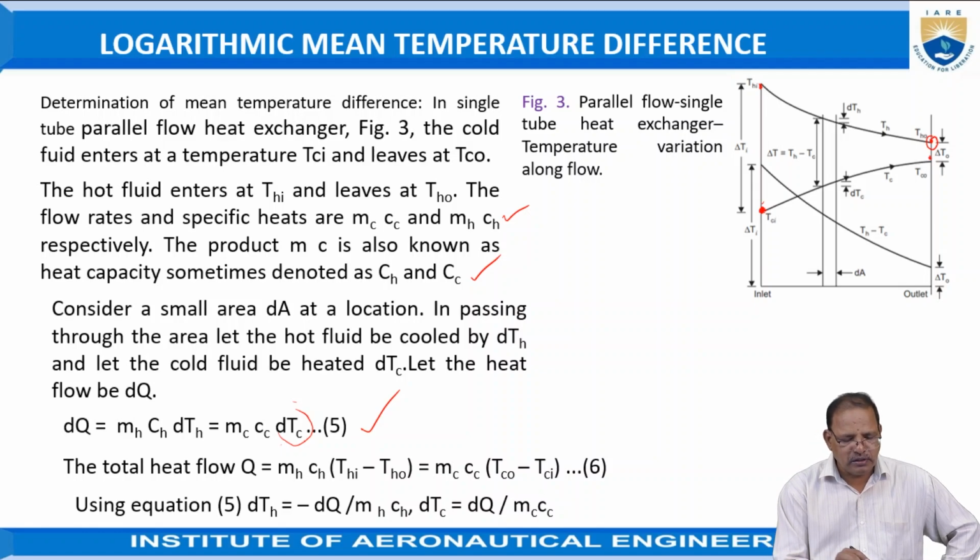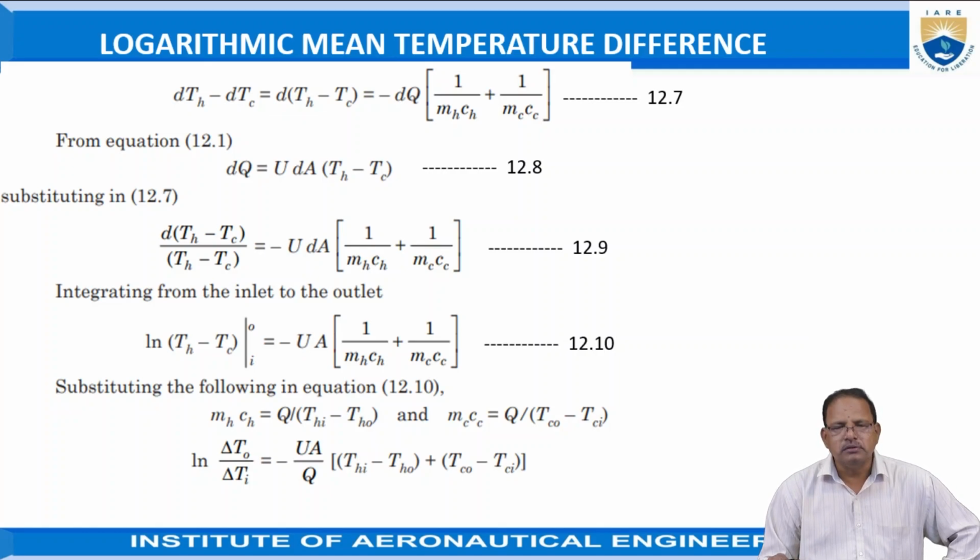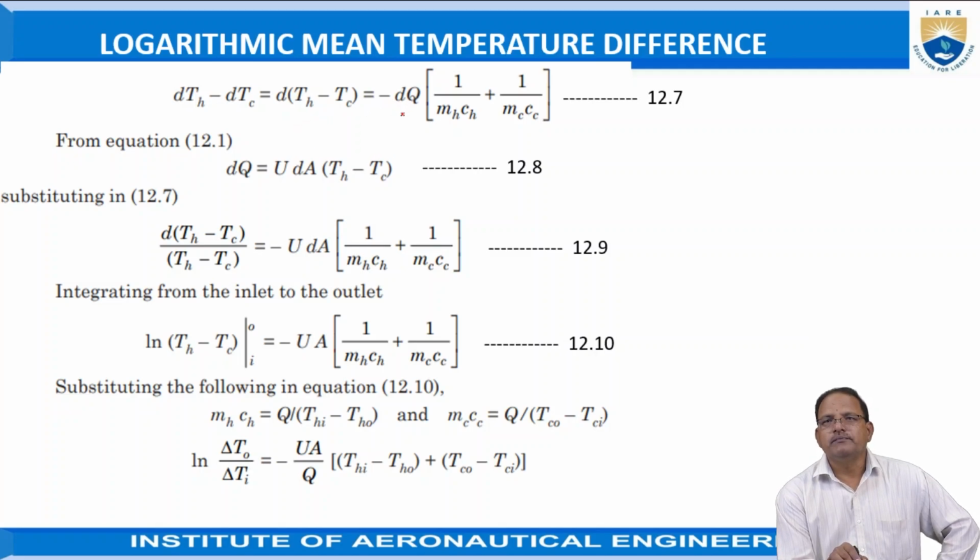The total heat flow is Q equal to mH CH times THI minus THO, the temperature at the inlet minus the temperature at the outlet of the hot fluid, which equals mC CC times TCO minus TCI, the temperature of the cold fluid at the outlet minus that at the inlet, because the temperature increases. Using these equations, dTH is equal to minus dQ divided by mH CH, or dTC is equal to dQ divided by mC CC, from equation number 6. Then dTH minus dTC can be represented as d of TH minus TC, and combining the equations it is equal to dQ into 1 by mH CH plus 1 by mC CC, equation number 7.